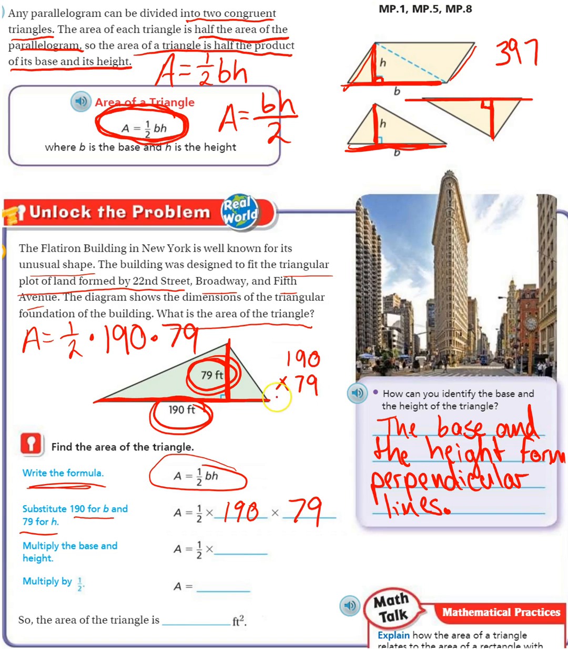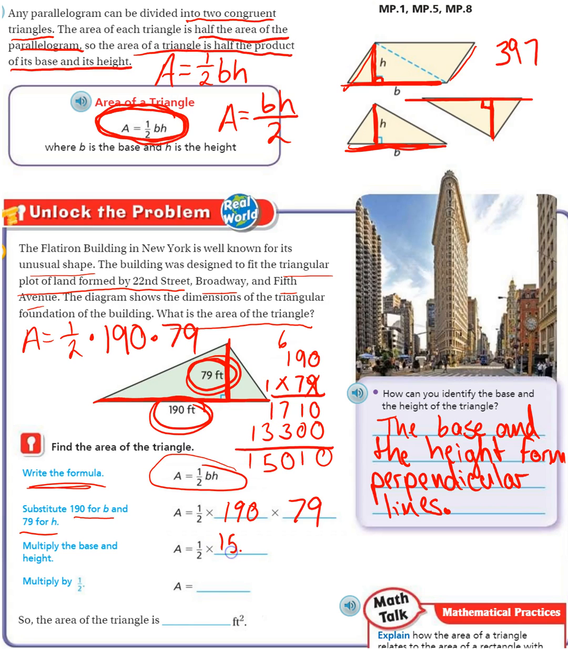190 times 79. I multiply the 9 times each number. 9 times 0 is 0. 9 times 9 is 81. Carry my 8. 9 times 1 is 9. Plus 8 is 17. Kiss that 9 goodbye, but hug it out. Got to have that 0 placeholder. 7 times 0 is 0. 7 times 9 is 63. 7 times 1 is 7. Plus 6 more is 13. Add all that up. 0, 1, that's 10, carrying my 1, 4, 5, and 1.